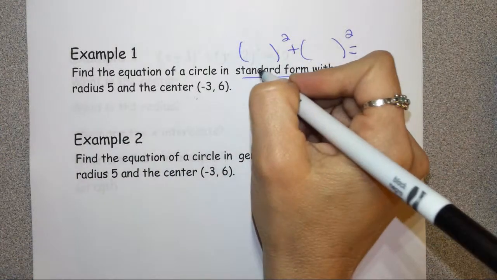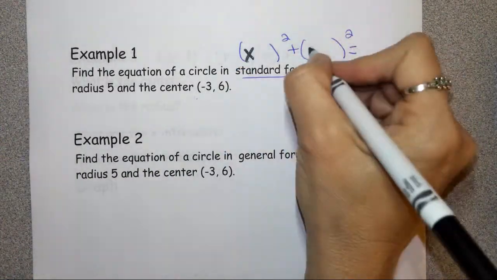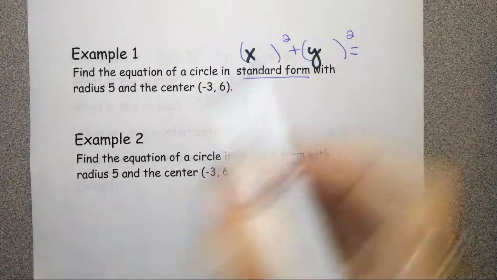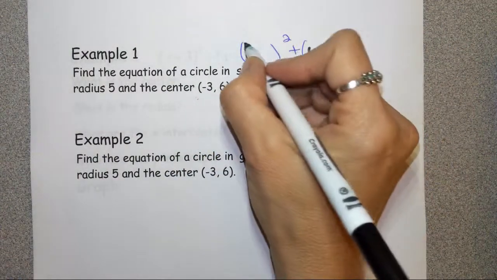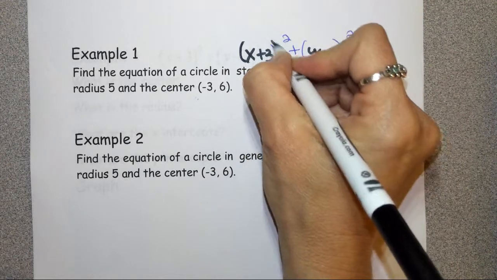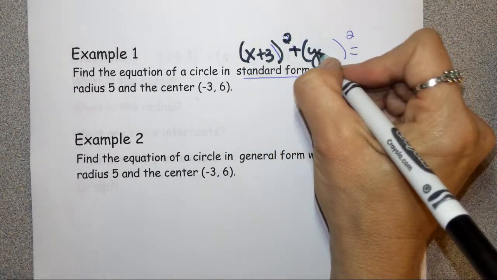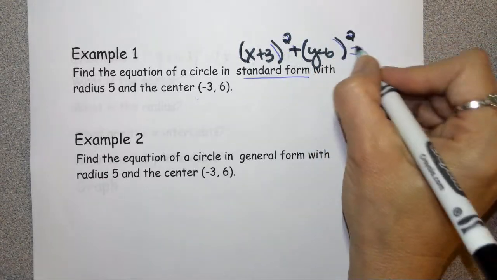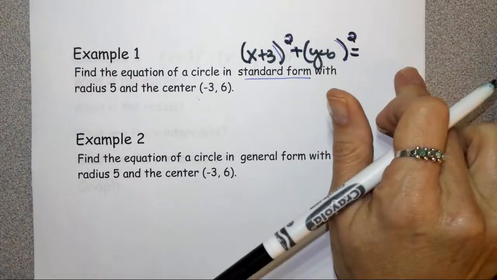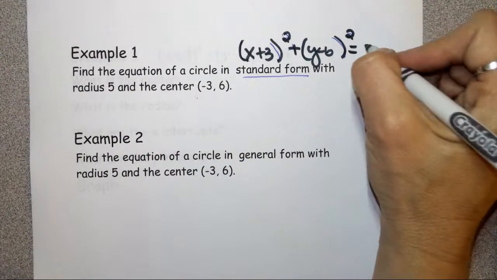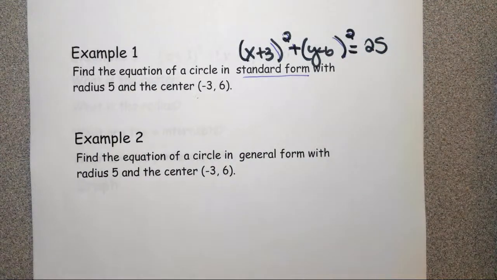So when you write your center in here, do I write what it says or do I write the opposites? The opposite. So what am I going to put right here? X plus 3. Make sure you put squared plus, what goes in the second one? Y minus 6. And then make sure you put squared. And this right here will always equal r squared. So what would 5 squared be? 25. And you're done. Super easy. That's the answer. That's the equation in standard form.